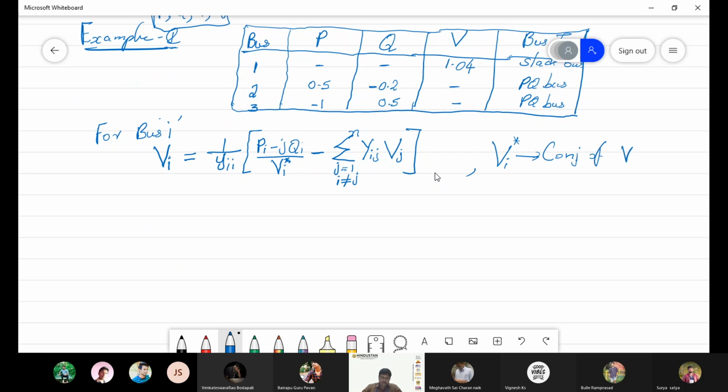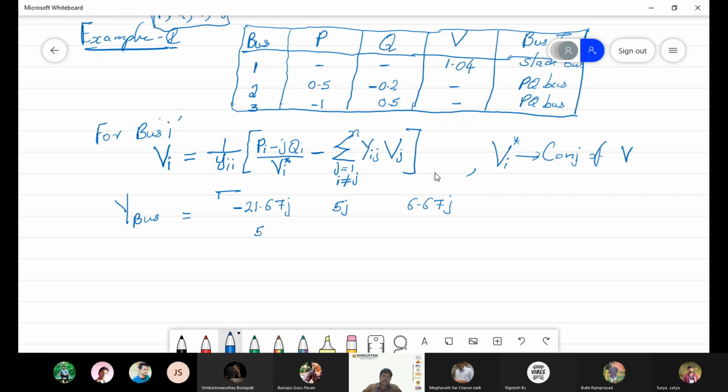of V. We need the Y bus values to proceed, right? Therefore I am giving the Y bus values directly. Otherwise, if the network is given, you need to form the Y bus, but here I am giving the values directly. Y11 is minus 21.67j, that is the value given. The Y12 value is 5j, the Y13 value is 6.67j, and there are two more rows.